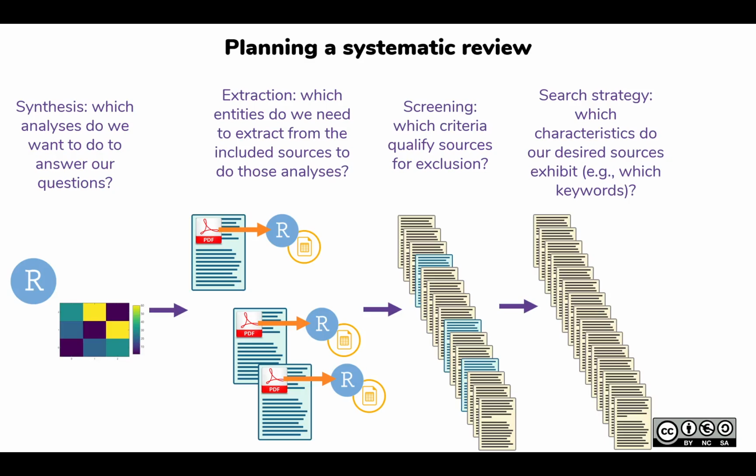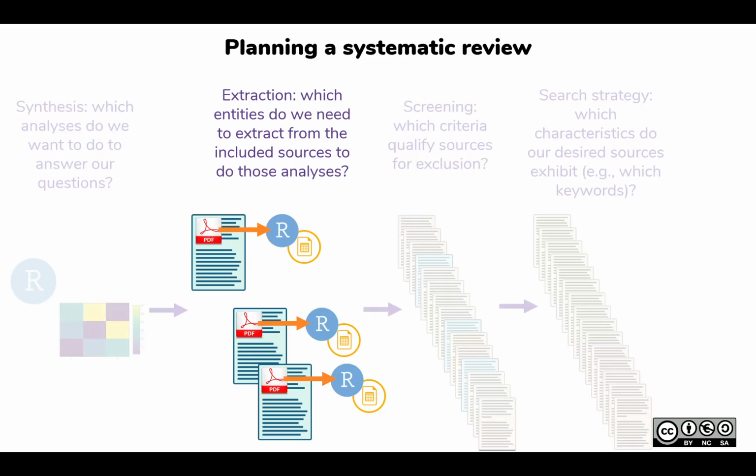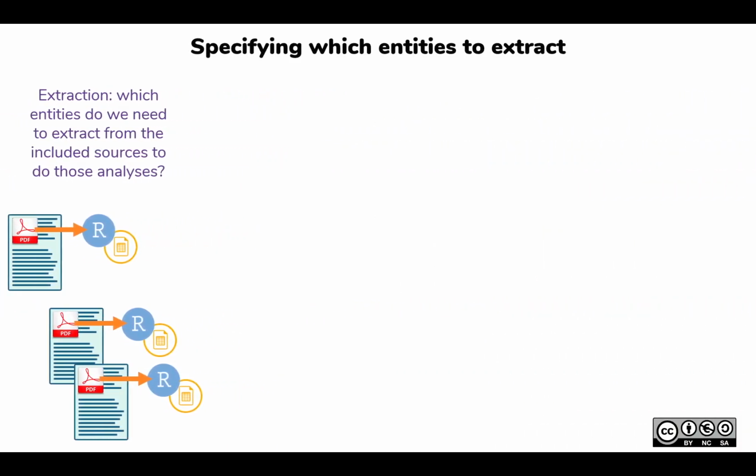So these are the kinds of questions that you actually ask in the order from left to right. So you start with the analyses, then you think about the entities you want to extract, then you think about when you can exclude sources, and then you think about the inclusion criteria. What are you looking for in the bibliographic databases? Because the extraction is the most complicated thing, and also basically one of the first things you do. I'll explain that a bit more in detail.